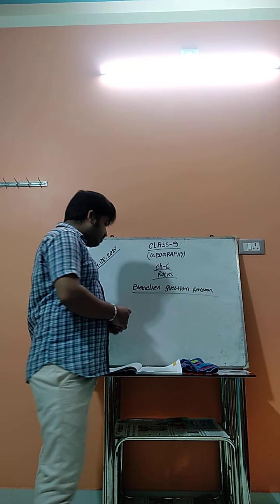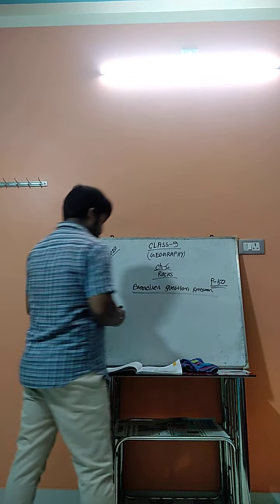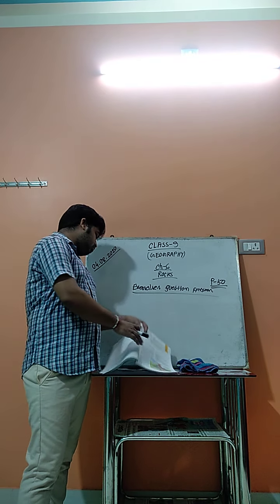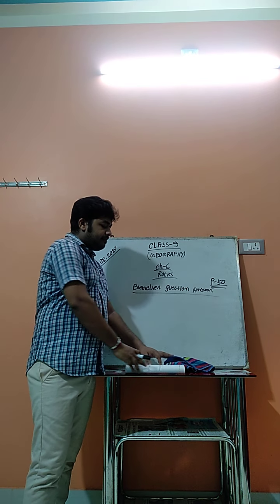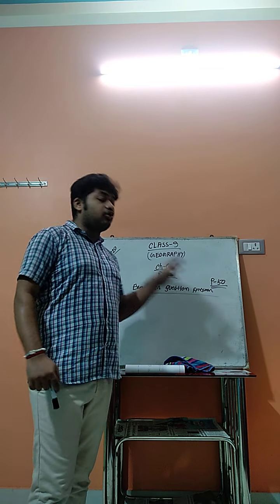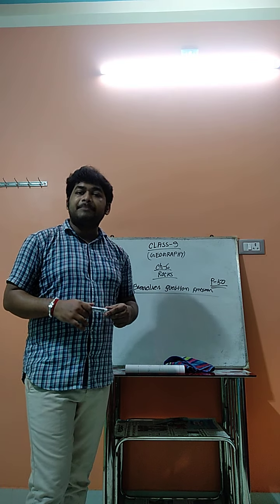Just open page number 50. Page number 50 for these question answers. Now see the first one. Give the reason: the igneous rocks are also called the primary rocks. Why are igneous rocks called primary rocks? Because igneous rocks were the first rocks that formed in the world. That is why igneous rocks are also known as the primary rocks.